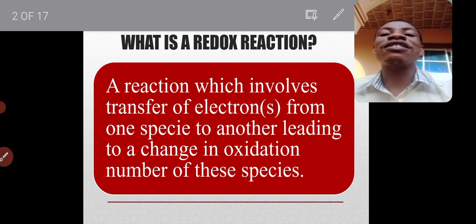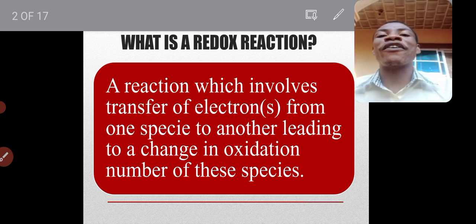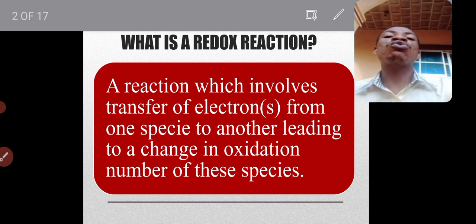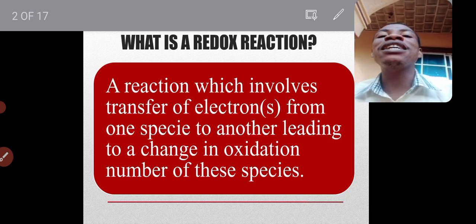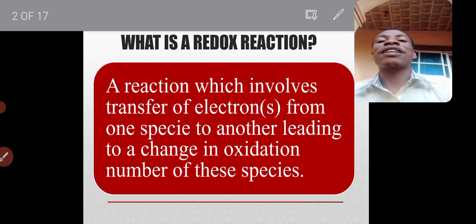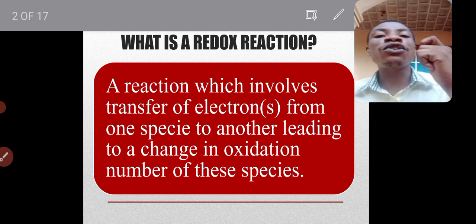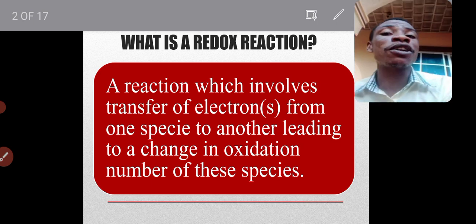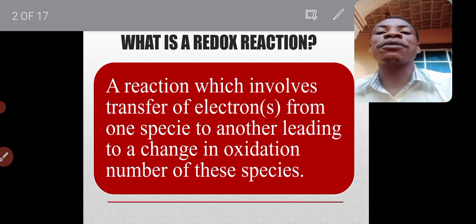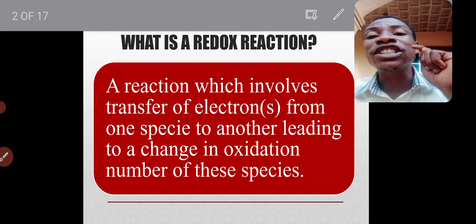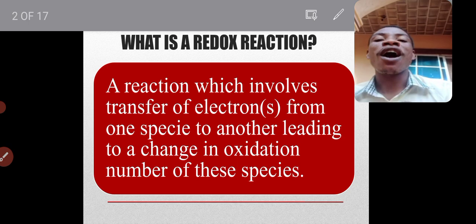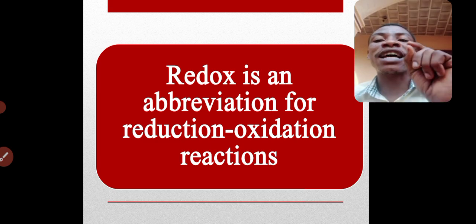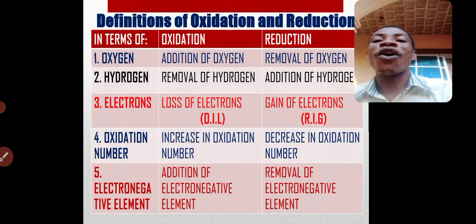In a redox reaction, there's usually a transfer of electrons from one species or substance to another substance, and this usually leads to a change in the oxidation number of those species. So any reaction that involves a change in the oxidation number of a particular species is known as a redox reaction. That is, a reduction or oxidation has occurred. So like I told you before, redox is an abbreviation for reduction oxidation.